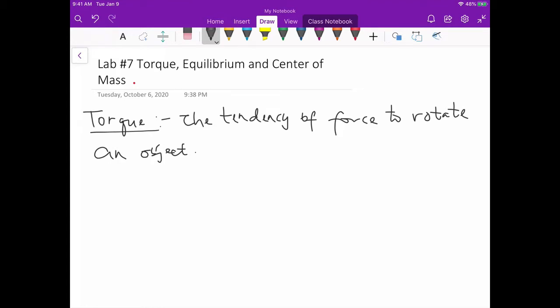And torque is represented by the Greek letter tau. This is the normal representation of torque in physics. When we come to the definition, torque is equivalent to the perpendicular distance from the line of action of the force multiplied by the amount of force that you have.